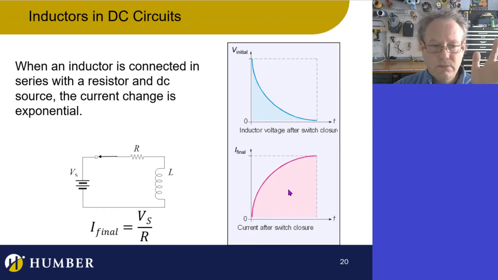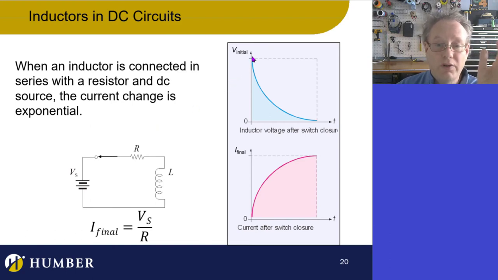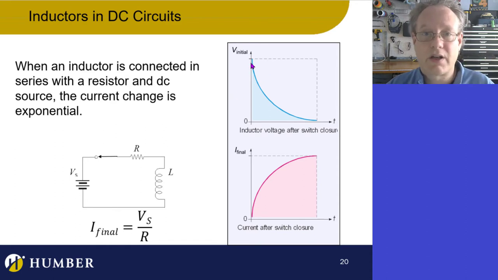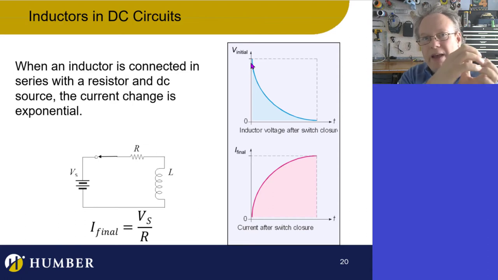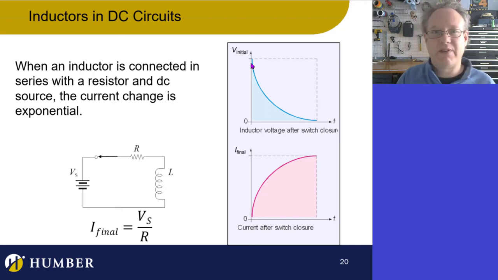So what we're looking at, when an inductor is connected in series with the resistor and a DC source is applied, is that the current changes exponentially. At first, this is the voltage drop across the inductor. Initially, the voltage drop across the inductor is very high. The reason is because there's no current traveling through it, and it is very much like an open switch. Or more specifically, as it starts to propagate that magnetic field, that's when the highest back EMF exists. When the highest back EMF exists, it's like a really strong resistor.